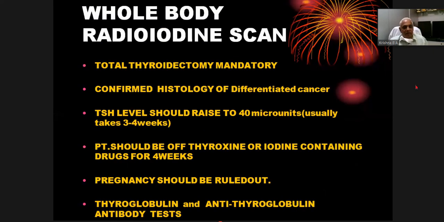So what are the prerequisites? Total thyroidectomy is mandatory. Confirmed histology of differentiated thyroid cancer. TSH level should be around 40 microunits when you are trying to give a radioiodine scan dose. This normally occurs 3 to 4 weeks after the total thyroidectomy. Patient should be off thyroxine for at least 3 to 4 weeks before you do a radioiodine scan during follow-up. Pregnancy should be ruled out.